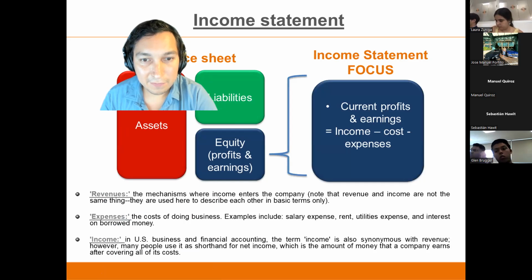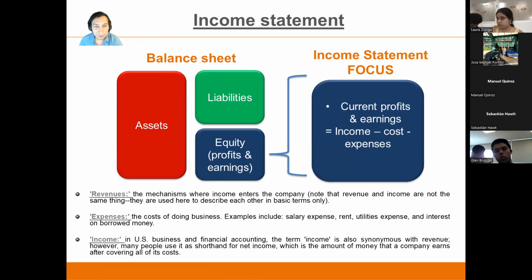So the income statement, as I told you the previous session, is just a way to show an account from the equity section and equity proportion. In your balance sheet, you will have an account called current period earnings or this year earnings.